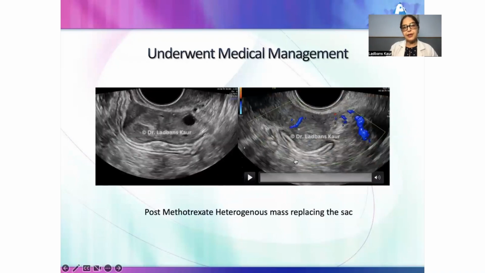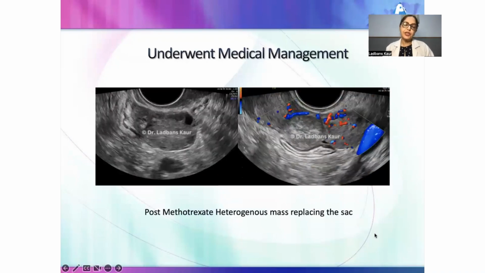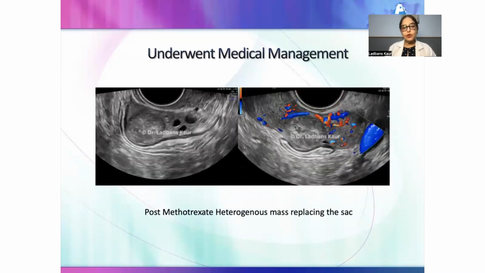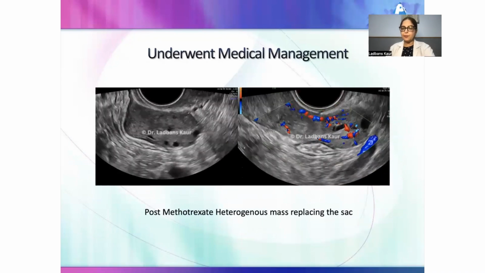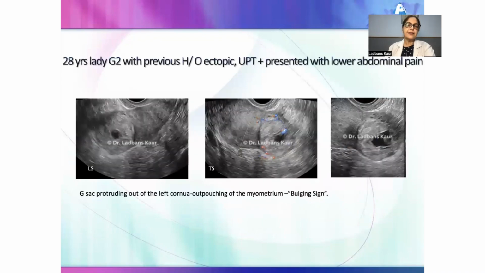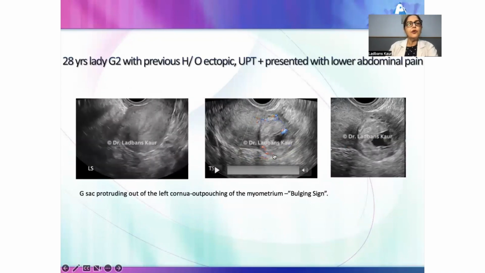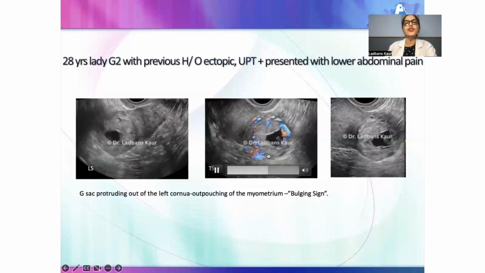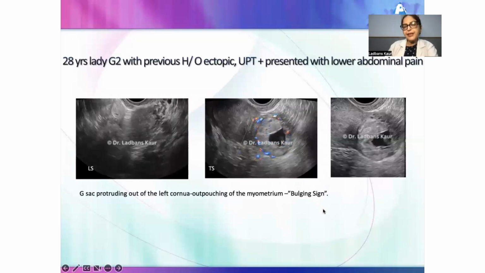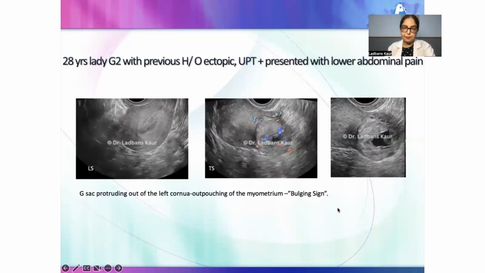The lady underwent medical management, and these are the videos showing you the post-methotrexate heterogeneous mass, which was replacing the sac. This is another patient, about 28 years old, who presented with a prior history of ectopic, with a positive pregnancy test, and now has lower abdominal pain.